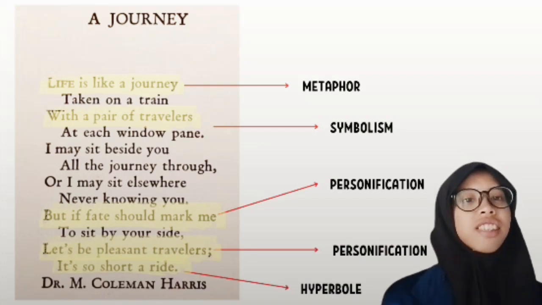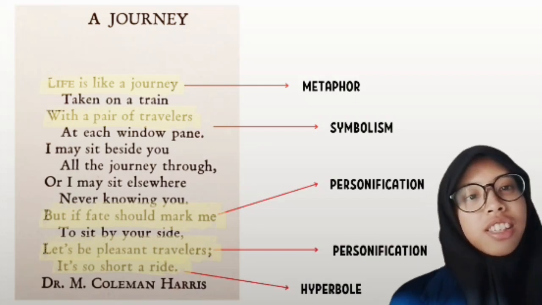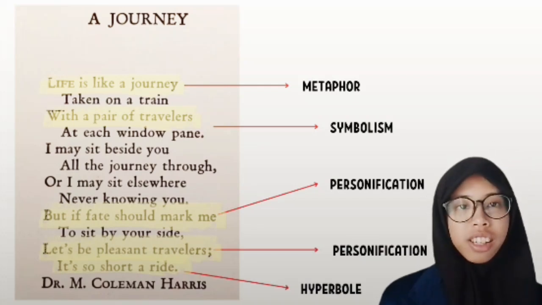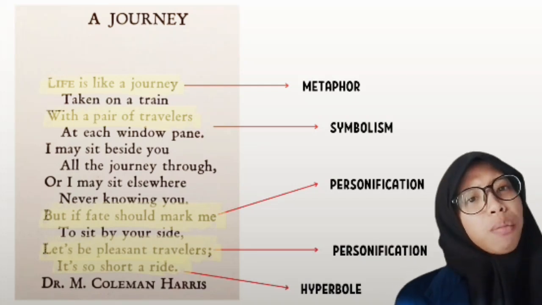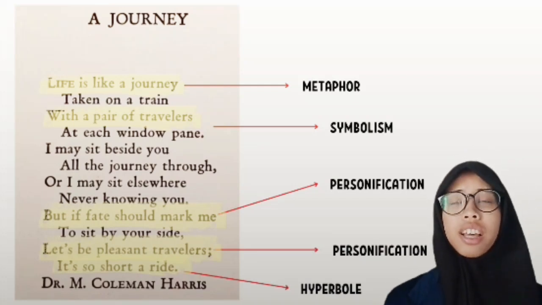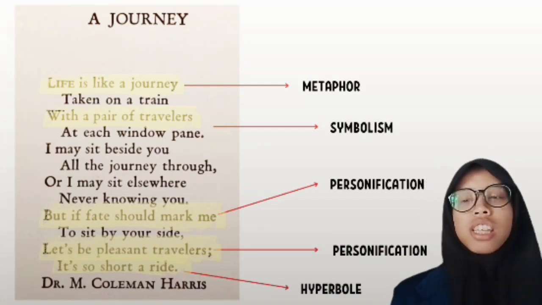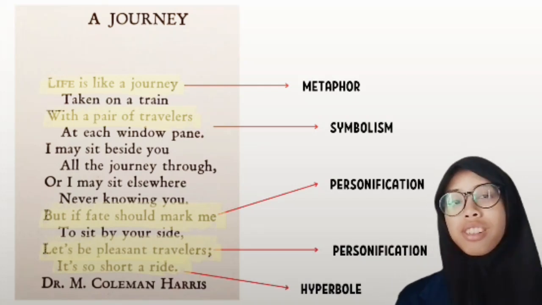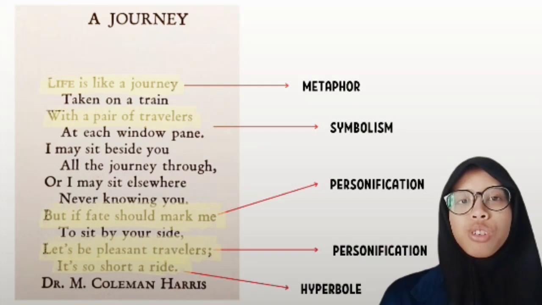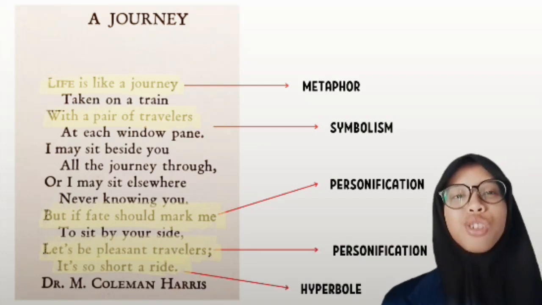And the last, there is a hyperbole sentence: "It's so short, alright." That means this line can be categorized as hyperbole or an exaggeration, because it's stressing that life feels very bright, so it may not literally be short. Yeah, so that "it's so short, alright." But that's not that short, don't you think?